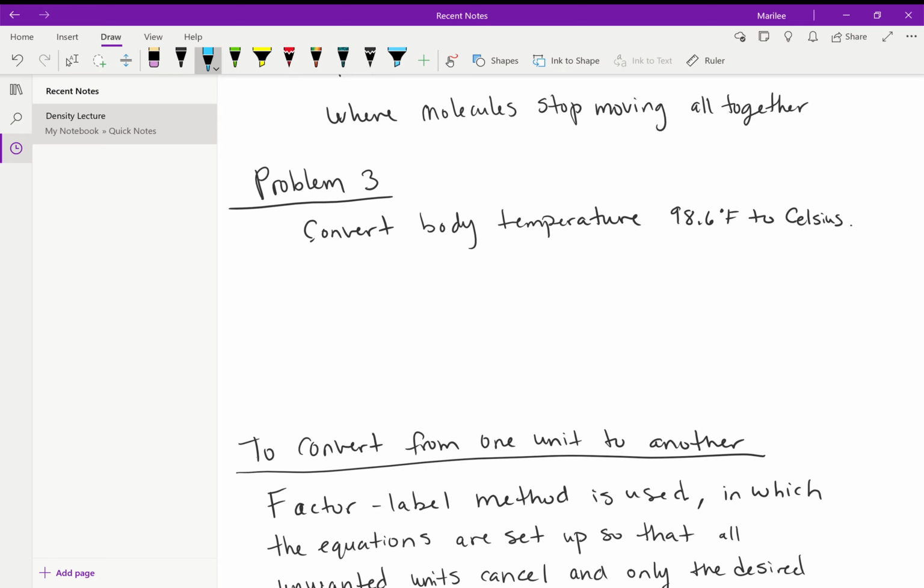The equation will be degrees Celsius is equal to 5/9 times our 98.6 degrees Fahrenheit minus 32, and we'll get it in degrees Celsius. So if you do the calculation, this will come out to 37.0 degrees Celsius. Why did I write 37.0? Because we had 3 sig figs here. 98.6 is 3 sig fig.